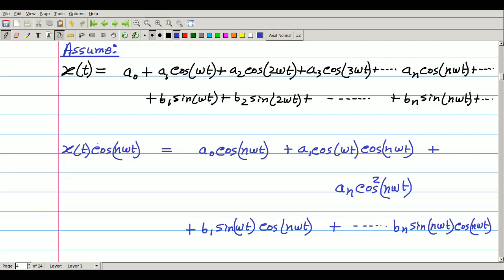So we have multiplied cosine n omega t on the left side as well as on the right side. Now let us integrate the left side over a complete cycle, and also integrate the right side over the same complete cycle. Let me integrate each term separately like this.